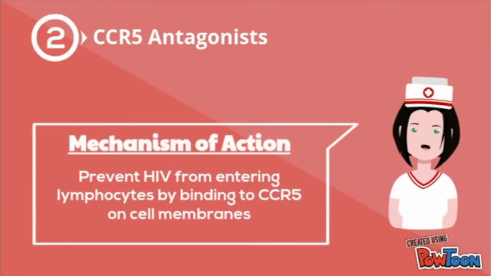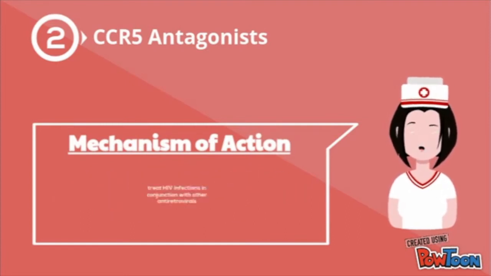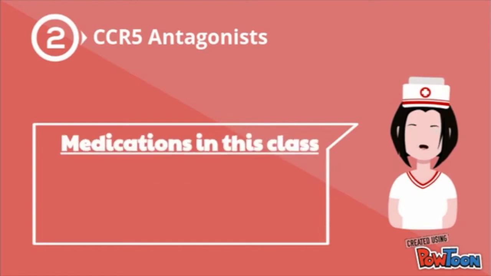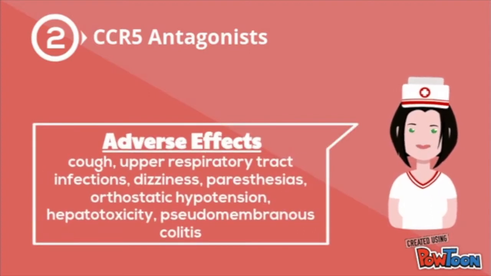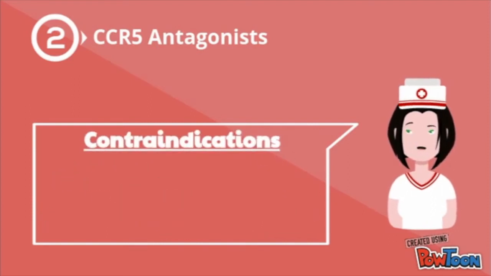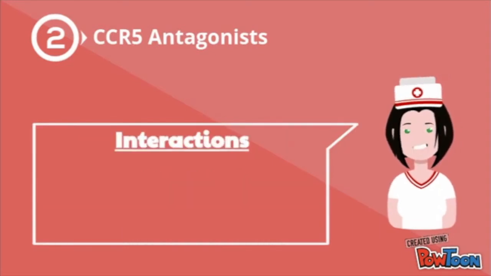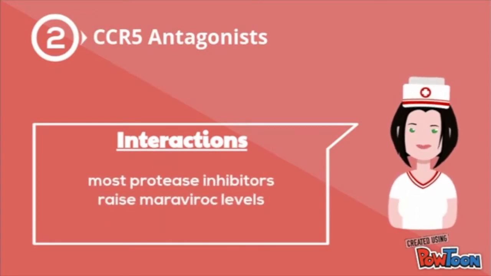CCR5 antagonists prevent HIV from entering lymphocytes by binding to CCR5 on cell membranes. They treat HIV infections in conjunction with other antiretrovirals. Maraviroc is a drug in this class and is given orally. Adverse effects include cough, upper respiratory tract infection, dizziness, paresthesias, orthostatic hypotension, hepatotoxicity, and pseudomembranous colitis. It is contraindicated in those with renal impairment. It is pregnancy risk category B. Here is a list of drugs that decrease Maraviroc levels, and most protease inhibitors raise Maraviroc levels.